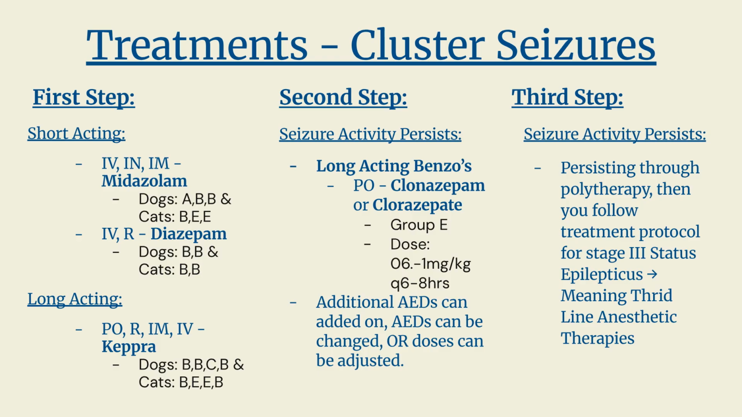Step 2, if cluster seizures continue despite your initial treatments, you can either A, administer a longer acting benzodiazepine like oral clorazepam or clorazepate via a pulsatile therapy, or B, adjust your anti-epileptic drug treatment by adding additional drugs or adjusting dosages. Step 3, if still refractory or if they've developed status epilepticus despite your polytherapy, you would follow treatment protocol for refractory status epilepticus.